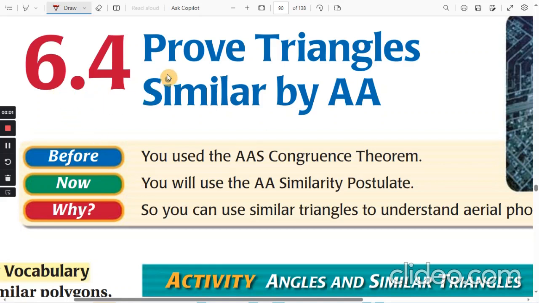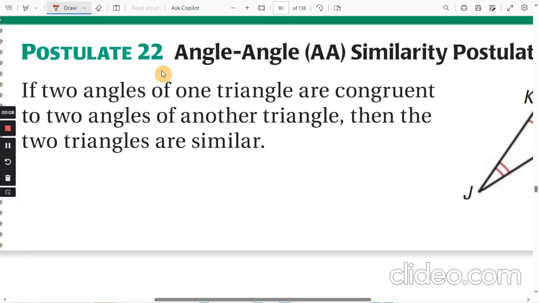Chapter 6.4, Prove Triangles Similar by AA. Okay, so the AA stands for angle-angle, and this is the angle-angle similarity postulate. If two angles of one triangle are congruent to two angles of another triangle, then the two triangles are similar.